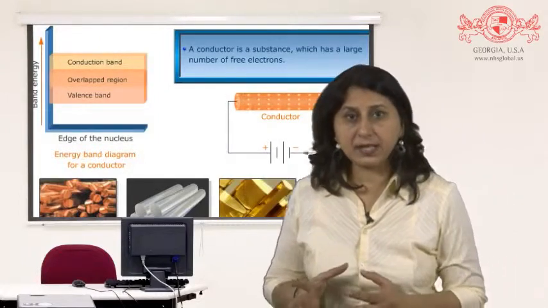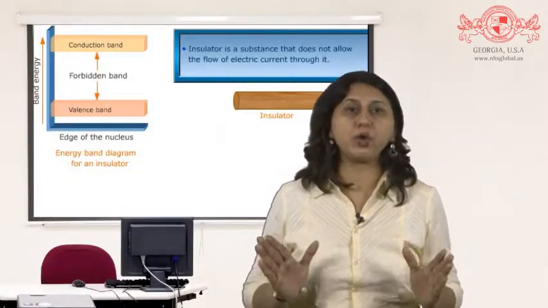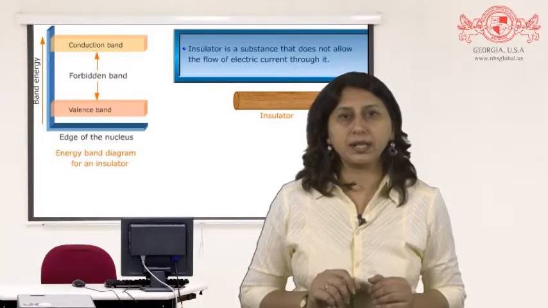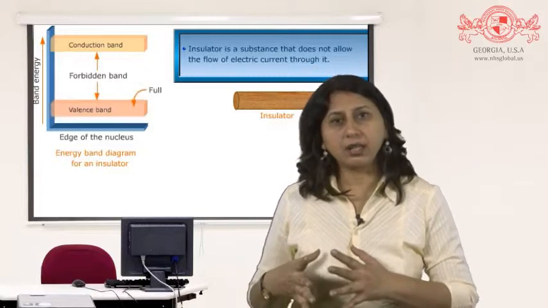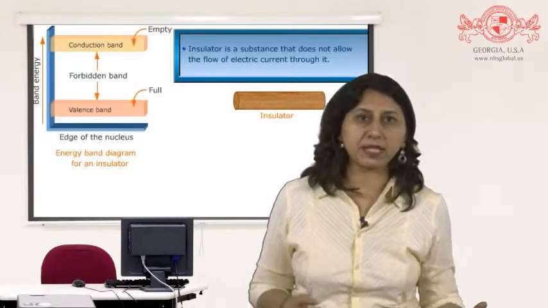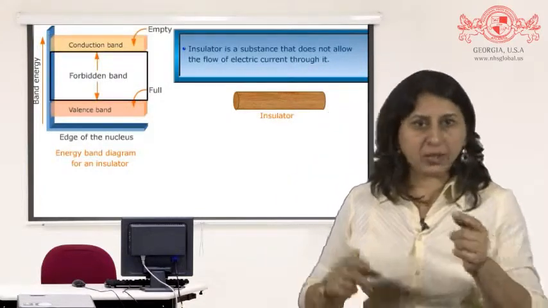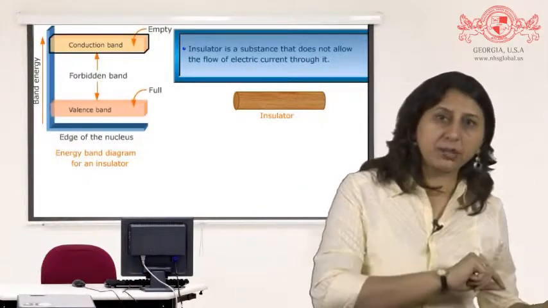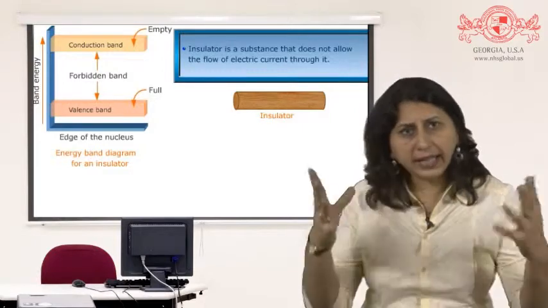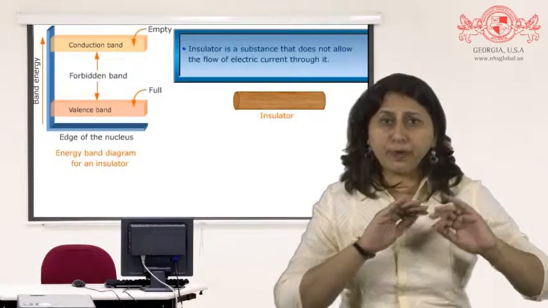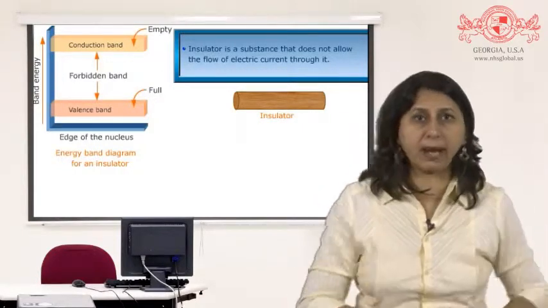Insulator is a substance that does not allow the flow of electric current through it. In terms of energy bands, the valence band is full while the conduction band is empty. The energy gap between the valence band and the conduction band is very large. As a result of this, high electric field is needed to push valence electrons into the conduction band.